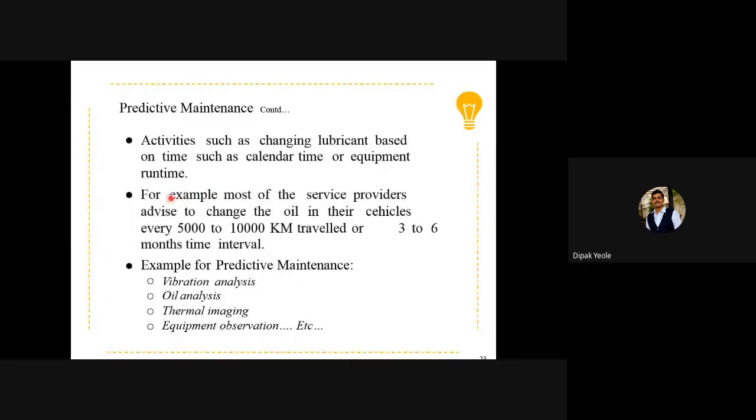For example, most of the service providers advise to change the oil in their vehicles every 5,000 to 10,000 kilometers traveled or at a 3 to 6 month time interval.